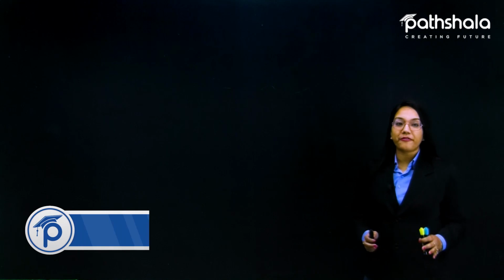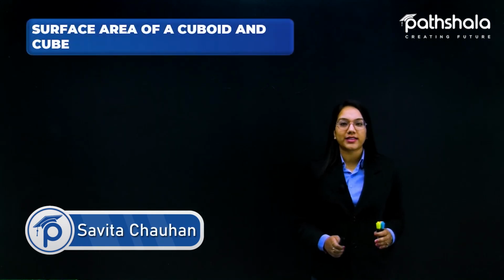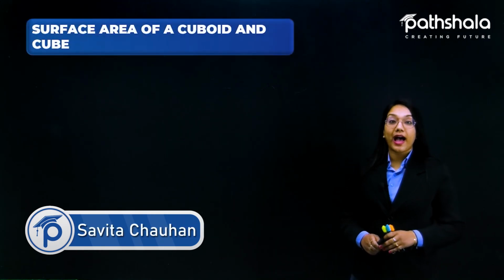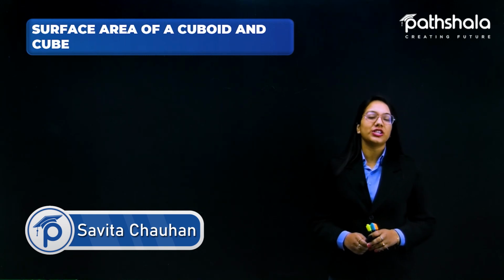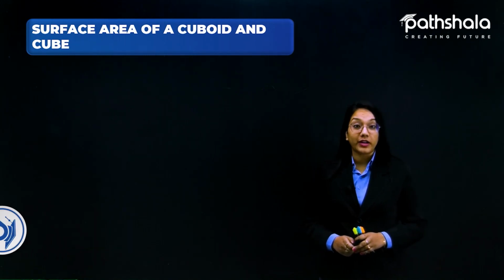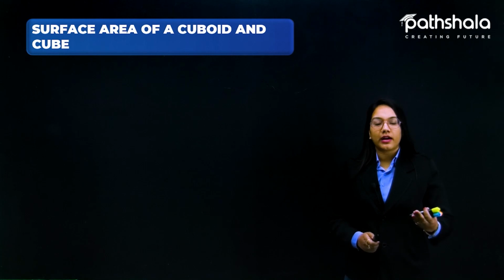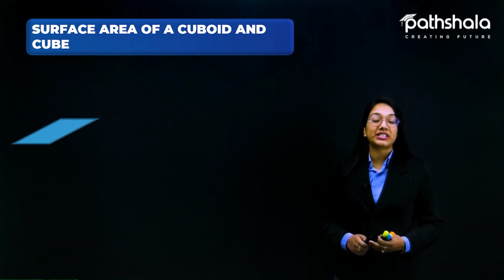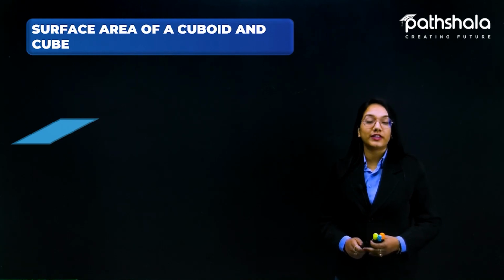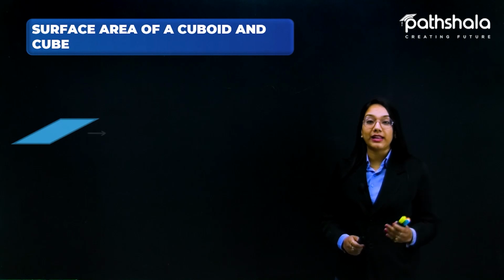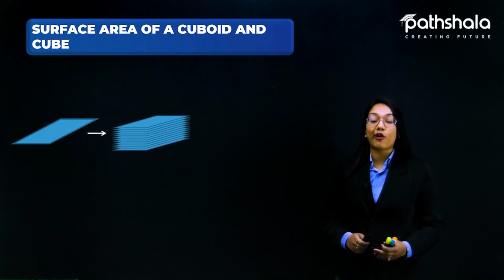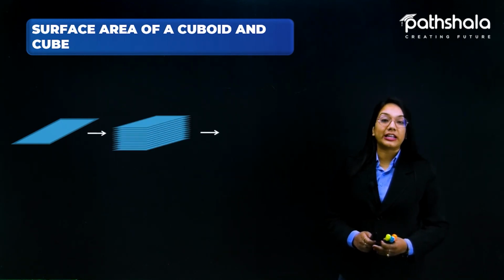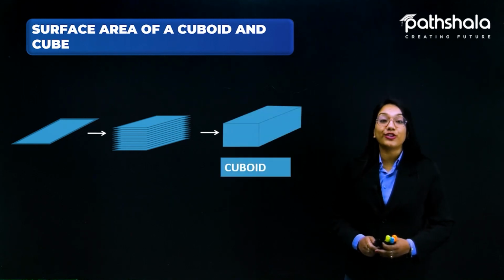Now let's start with the very first topic, which is the surface area of a cuboid and a cube. Let's first talk about a cuboid. If I take a rectangle and stack up rectangles of the same size and the same shape in a vertical pile, I obtain a figure like this, which represents a cuboid.